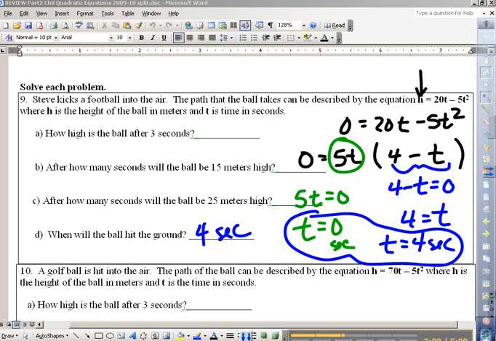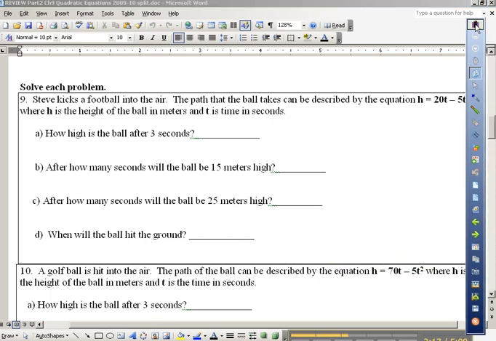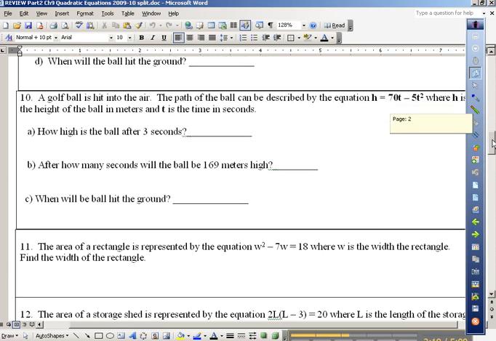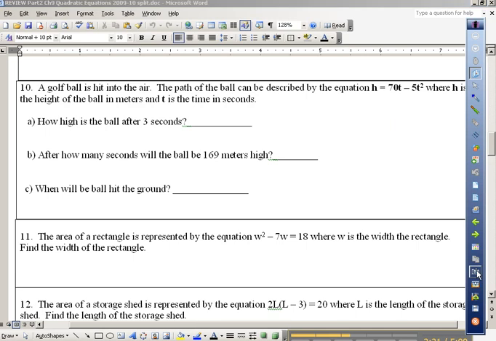Yay. Did you get that for an answer? All right. Is it in the answer bank? All right. We're almost done. Number 10.